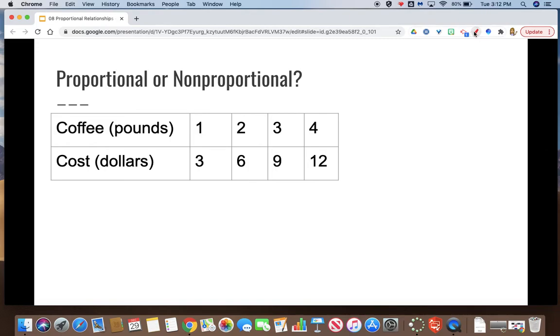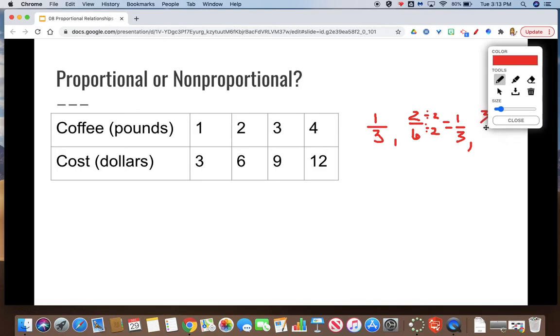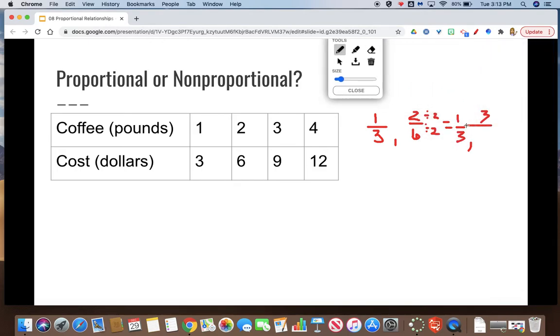I noticed that my starting ratio is 1/3. My next ratio is 2/6. If I were to simplify 2/6, would I get down to 1/3? Yes, I would divide both of those by 2, and that would get me down to 1/3. What about 3/9? Does that simplify to 1/3? Yes, because if I divide them both by 3, I get down to 1/3.